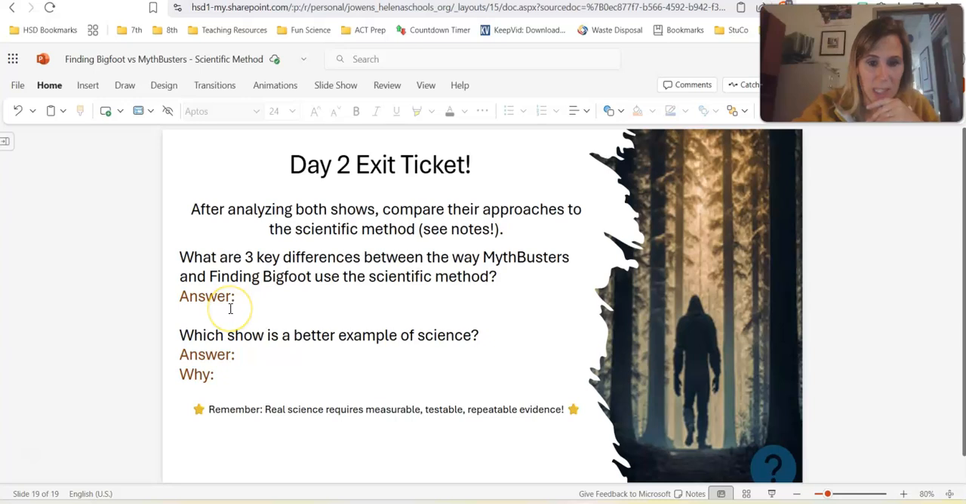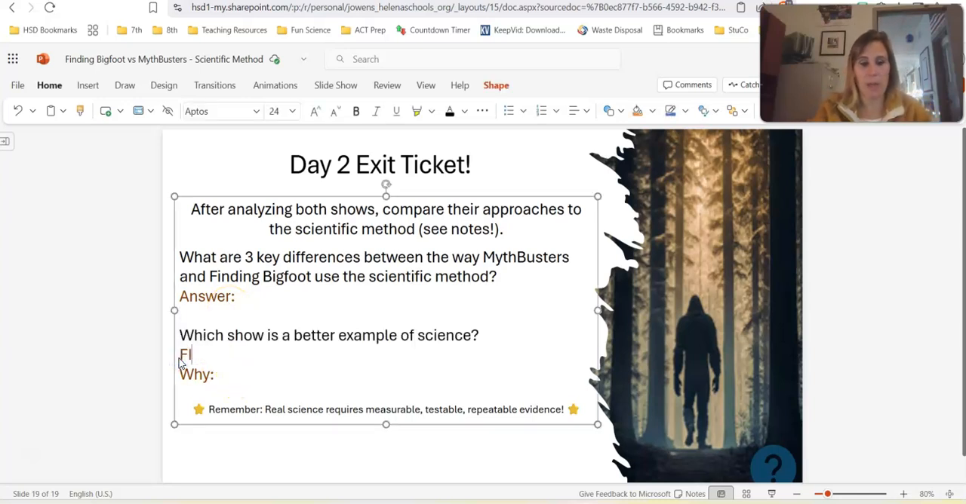And then which show is a better example of science? You're going to explain whether it's Finding Bigfoot, and you can use your draw tool to circle this, or whether it is MythBusters. So circle which one and then explain why.